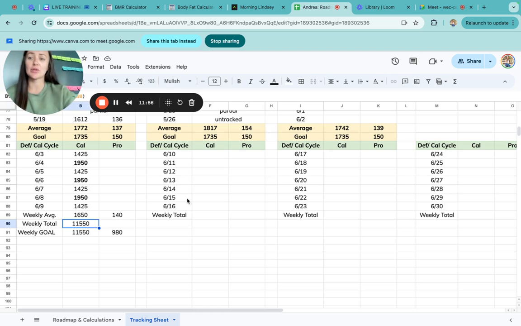If there's one week that she wants to have all of her high days on the weekend, she can do that. She can go Friday, Saturday, Sunday, all at 1950. That just means that Monday through Thursday, she's going to be eating at 1425.